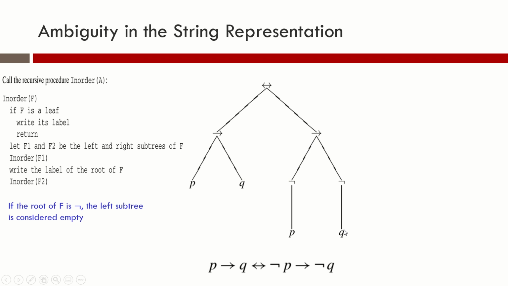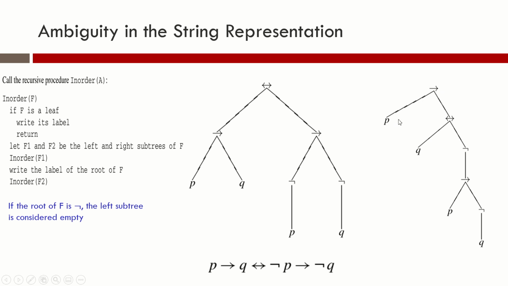So this is how we perform in-order traversal on a tree to get the string representation of the formula. Now, when we use this particular algorithm, suppose this is our tree, the second one. Perform in-order traversal on this tree. What happens?